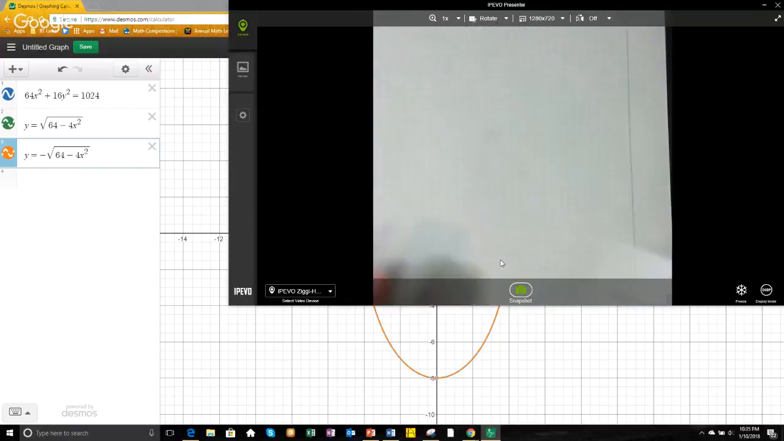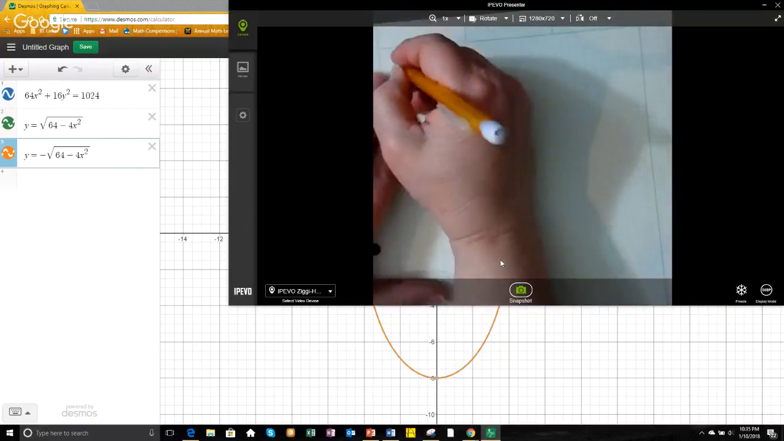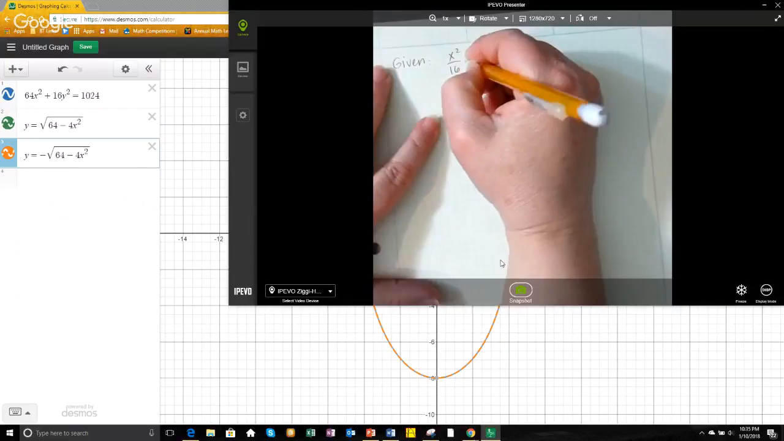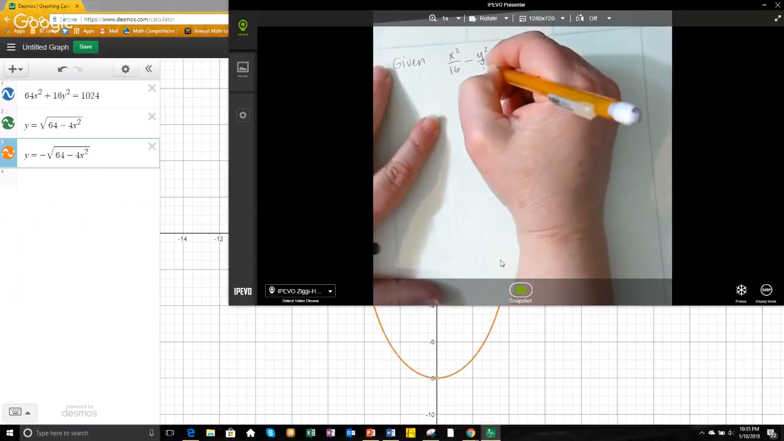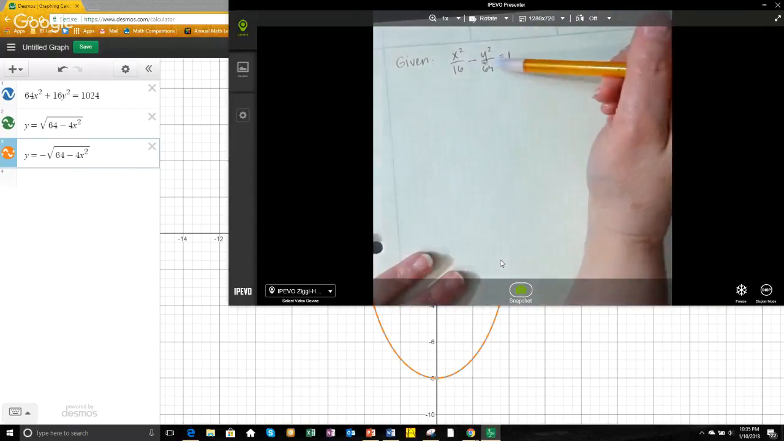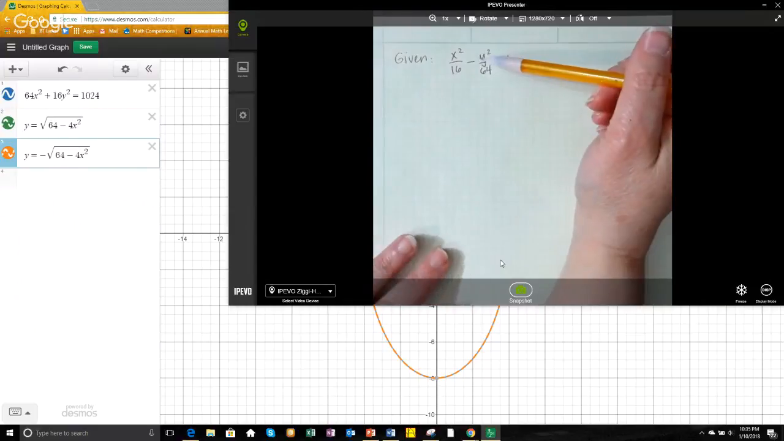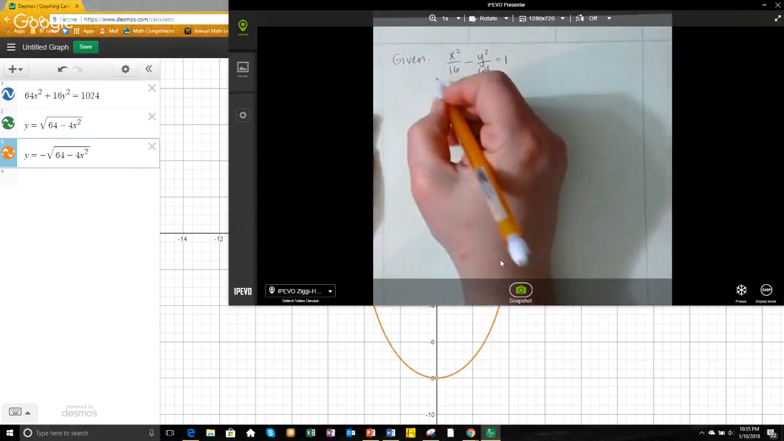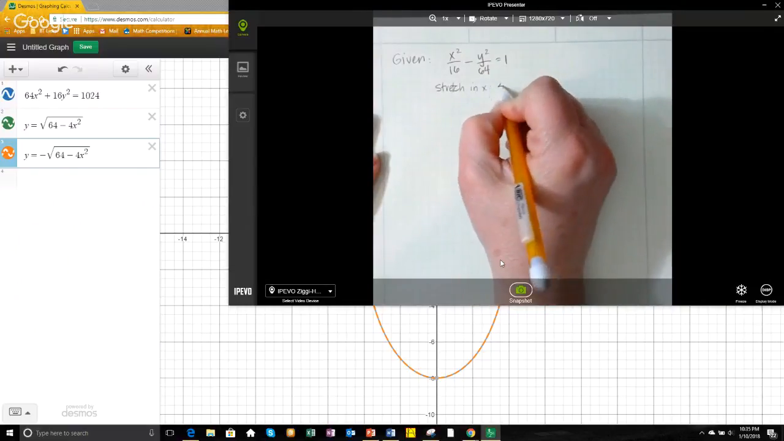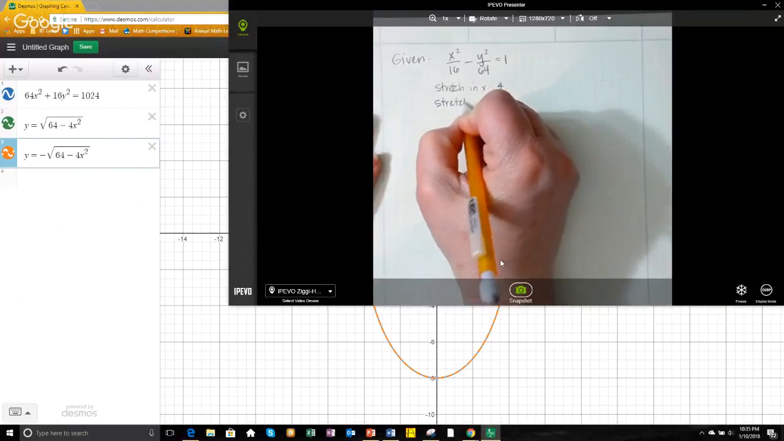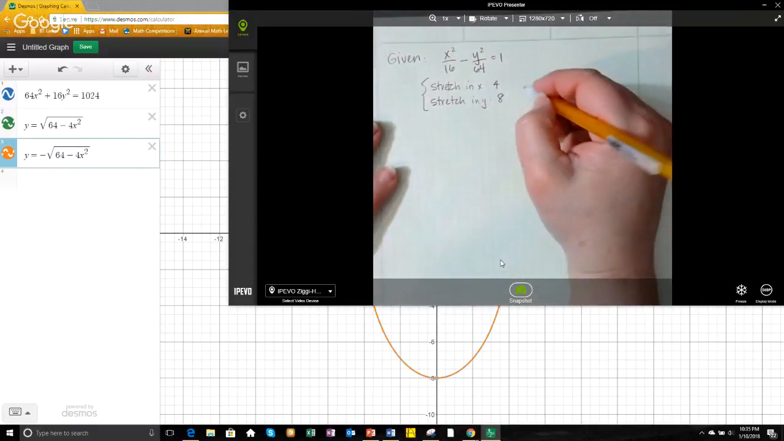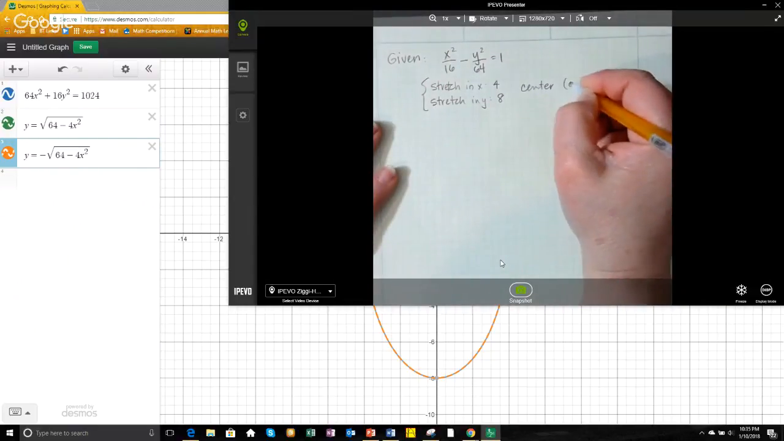Let's do that. And I'm going to start with, let's say we have x squared over 16 minus y squared over 64 equals 1. Now, the dead giveaway that this is a hyperbola is now that this is a subtraction. Okay, and the stretch in the x direction is going to be 4. The stretch in the y direction will be 8. Okay, the center is still 0, 0.